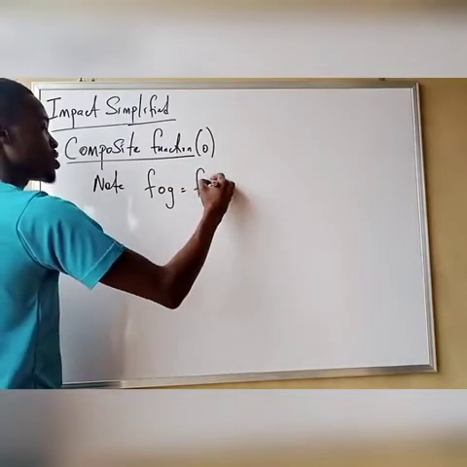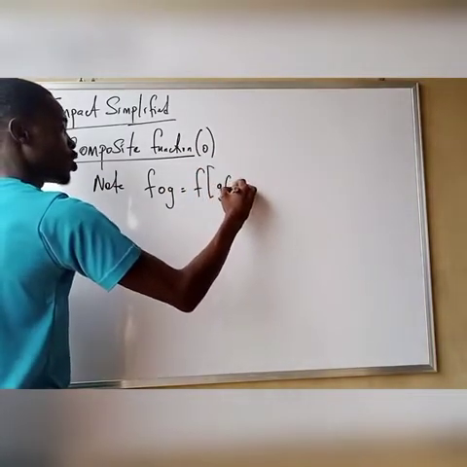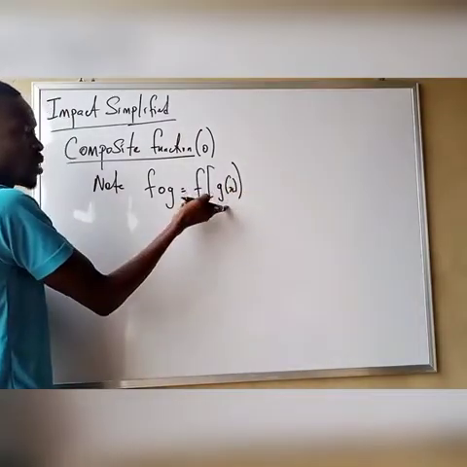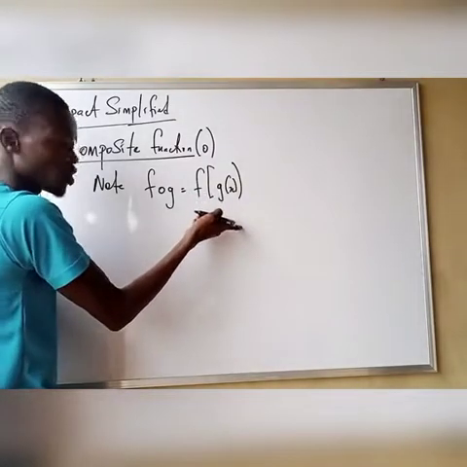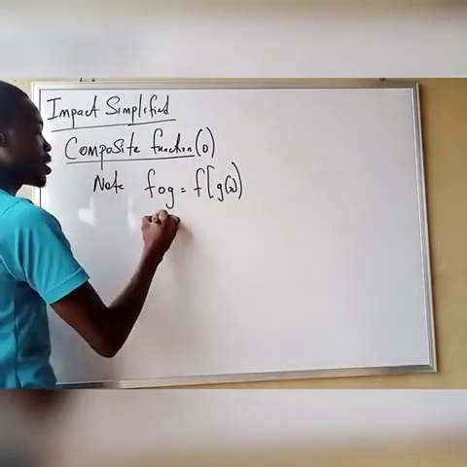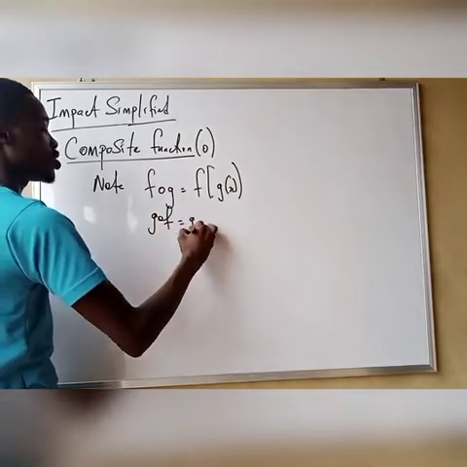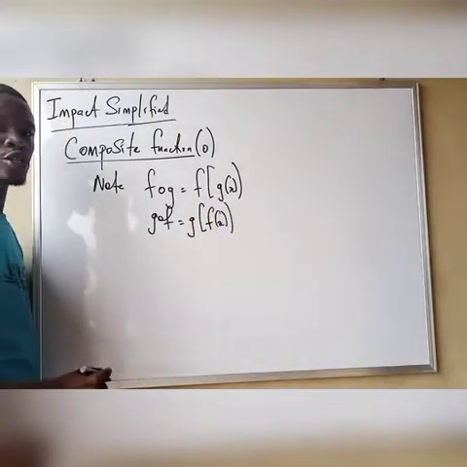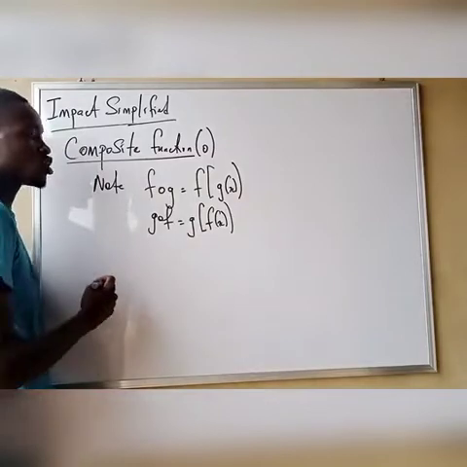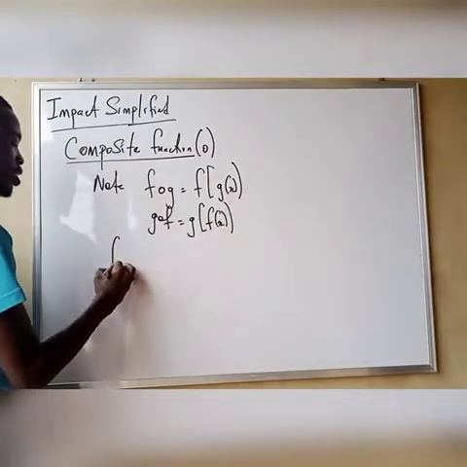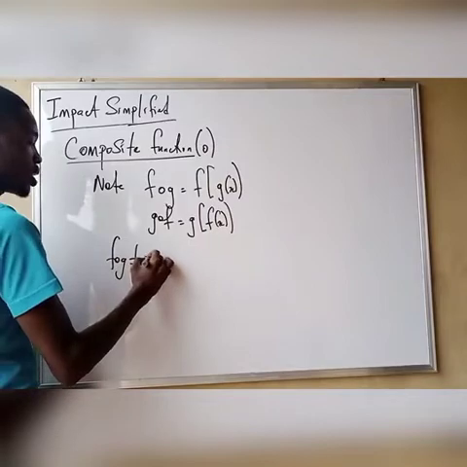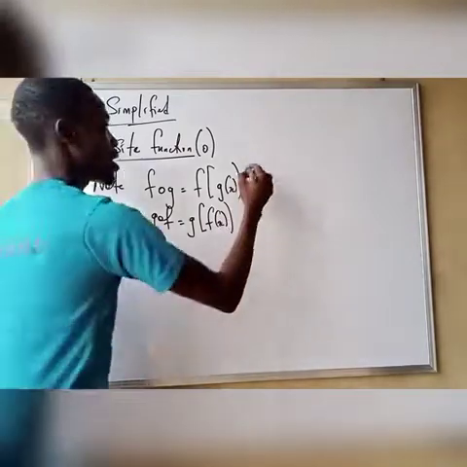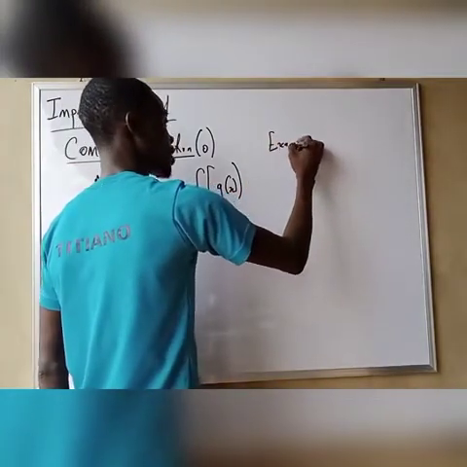Your fog simply means what? A function of g, of f of g of x. That means we are going to insert our g of x, which is the last function, into our f of x. And also we can have gof. What is the gof? It means a function of g into f of x. That means we are going to insert the f of x into g of x. But please note something. We need to know that our fog is not the same as our gof.